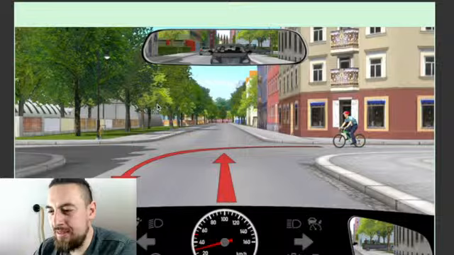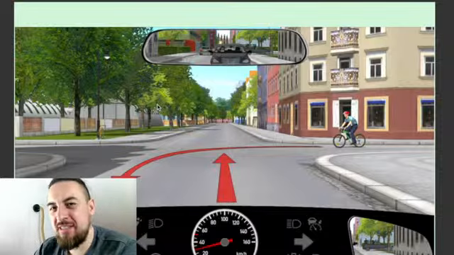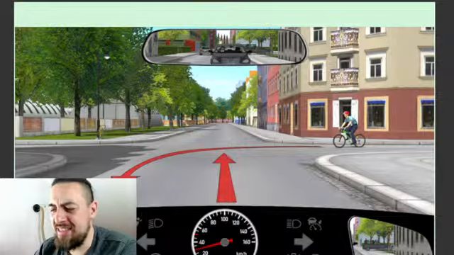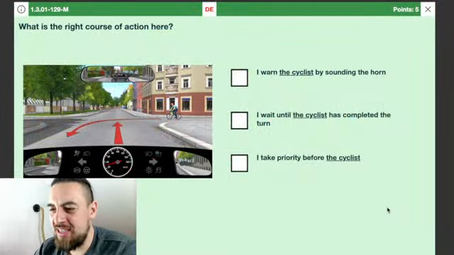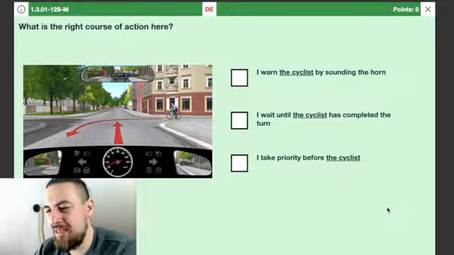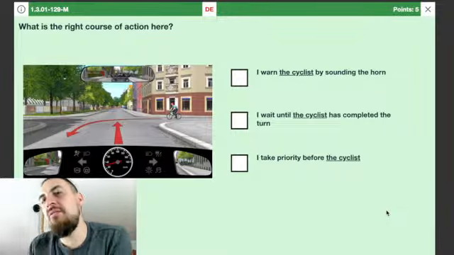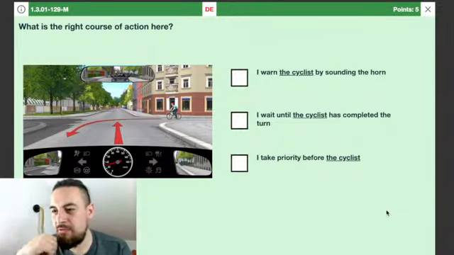So we have a bicycle on the right side, but the question is which rule applies here? I think that is easy. What is the right course of action here? I warn the cyclist by sounding the horn. I wait until the cyclist has completed the turn. I take priority before the cyclist. So 1, 2, or 3? You're saying 2? Or was it the last? I think 2 was the question before.